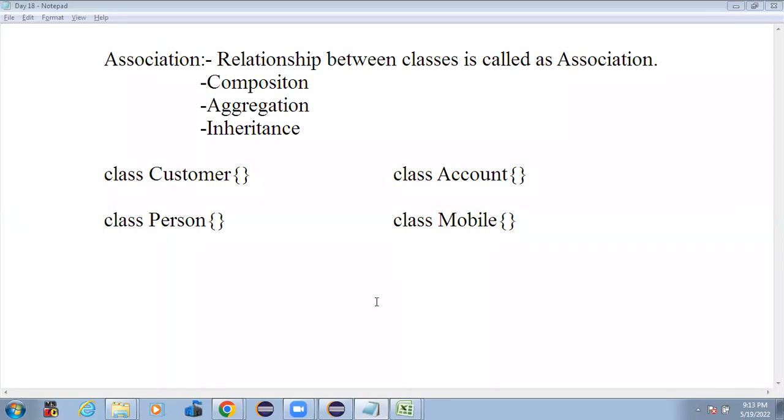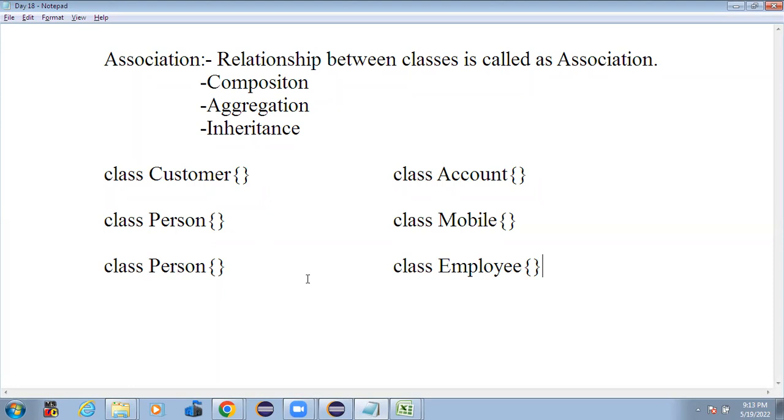Now I'm going to write one more class. Here I can write a person class, and this person class has a relationship with the class employee. Person class has a relationship with the employee. So this is again one kind of relationship.